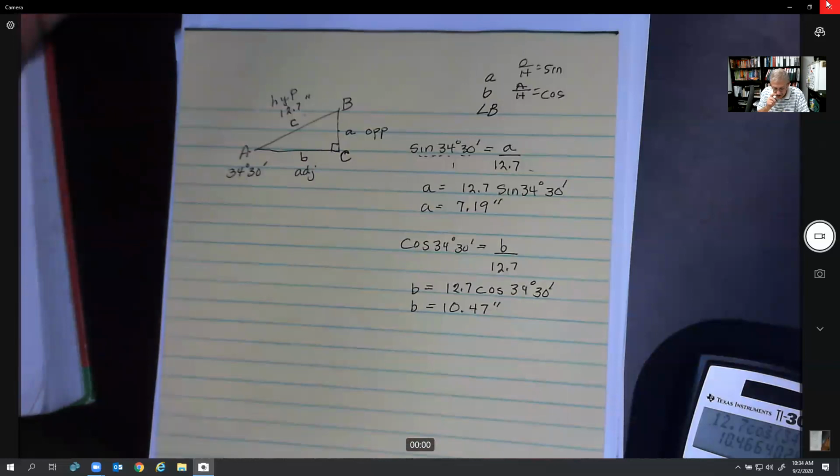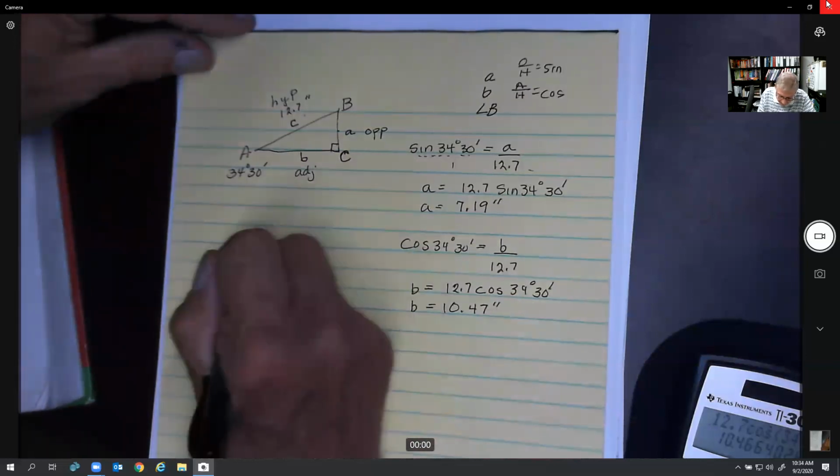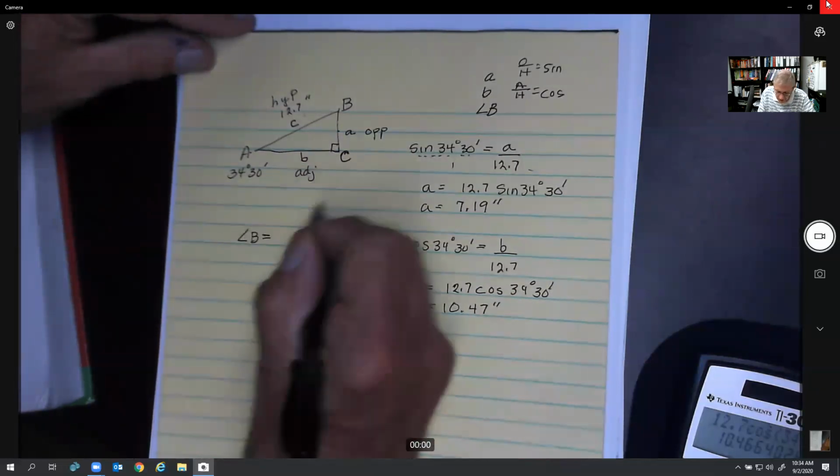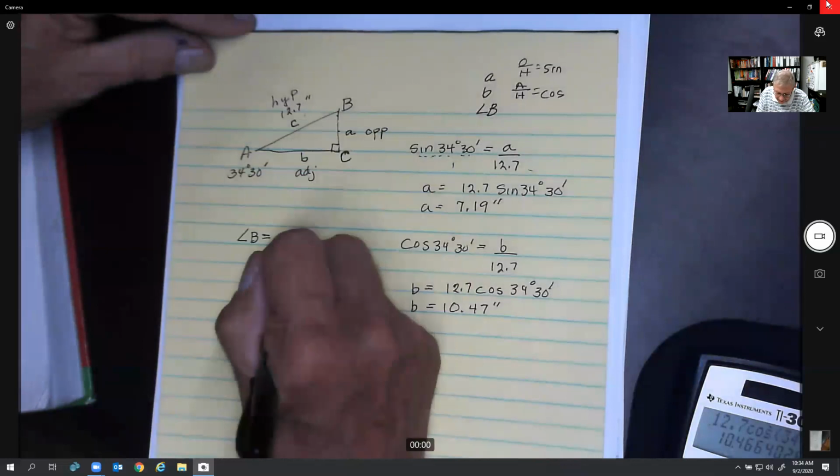Now let's find angle B. Angle B is equal to 90 degrees minus angle A.